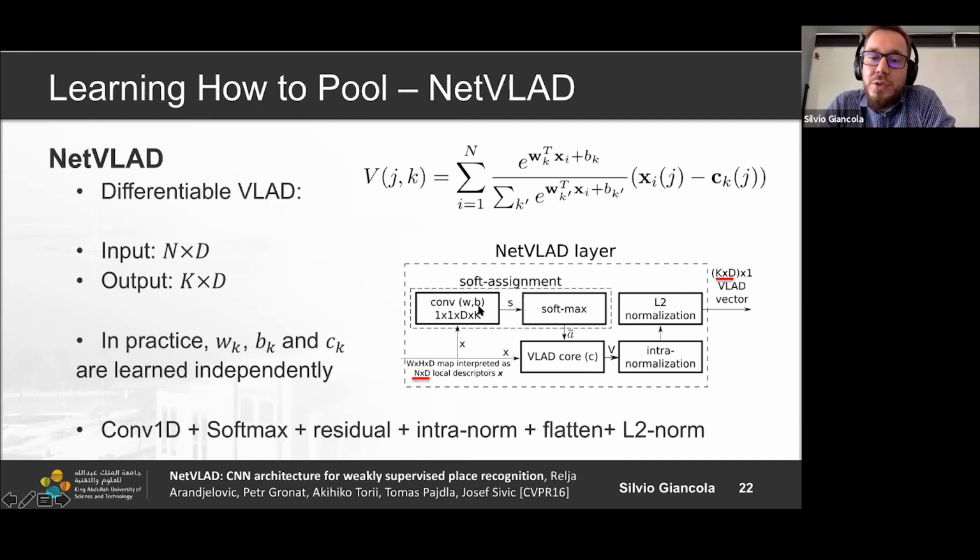And what you do is convolutions, where you learn W and b for that specific point x. You take a softmax out of those lifted features. This is the soft assignment that is defined here. And then you aggregate this assignment with the residual x_i minus c_k in what they call the VLAD core. And then you have a bunch of normalization, nothing fancy, just to make it work. So as I said before, the input is n times d, a set of n features of dimension d. And the output is a set of k features of dimension d that are descriptive of those multiple clusters that I showed you before. So in practice, just one small detail.